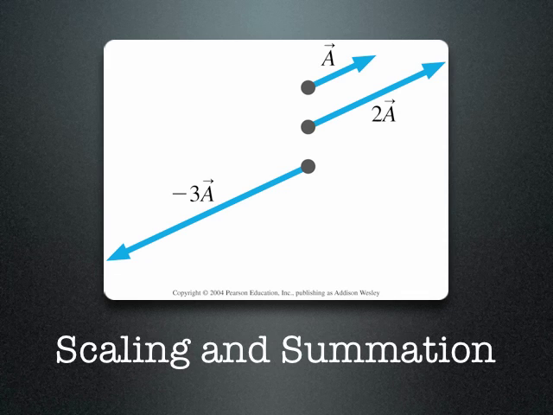Scaling and summation: if vector A is to be multiplied by a factor of 2 or doubled in size, then vector 2A, a vector of twice the length, should be drawn to be twice the length if it has twice the magnitude. If a vector has 3 times the magnitude, it should be 3 times as long. If it has 3 times the magnitude and in the opposite direction, -3 times A, then it should be 3 times as long in the exact opposite direction. A positive vector and a negative vector point in the exact opposite directions.